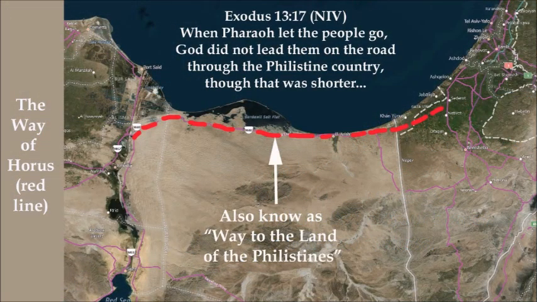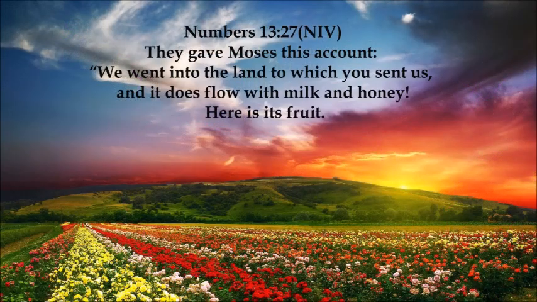In support of this interpretation, consider the following. First, Scripture confirms that at least some of the Israelites were aware that there was an established route to a prosperous and nearby land called Canaan. This trade route was called the Way of Horus, or the way to the land of the Philistines. Secondly, the most logical place to go after leaving Egypt was the closest place where there was food and water, and not enter into a largely unknown desert region.